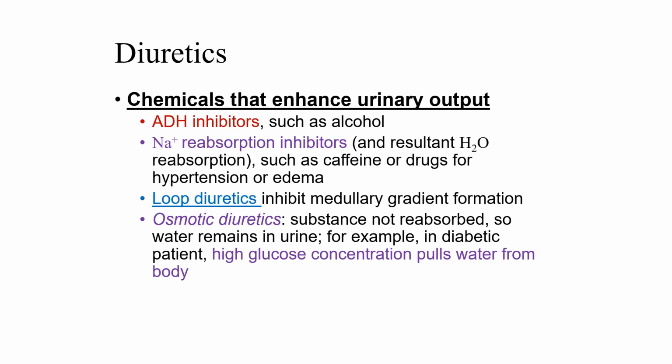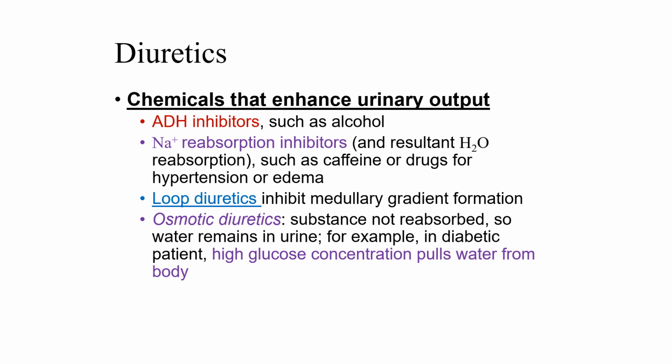What are some of the ways we can treat urinary output? We have diuretics. Think about a diuretic as something that makes you go pee. ADH is anti-diuretic hormone, and that helps your body conserve water. But if you take an ADH inhibitor, such as drinking a lot of iced tea or a lot of alcohol, you're going to have to pee.